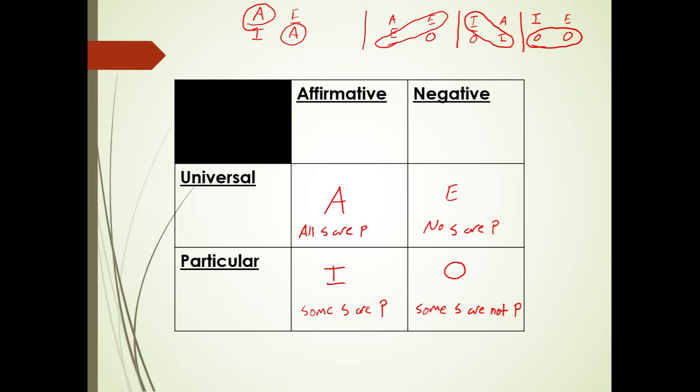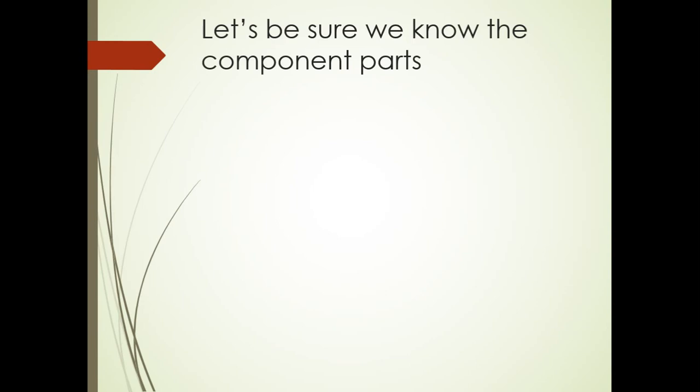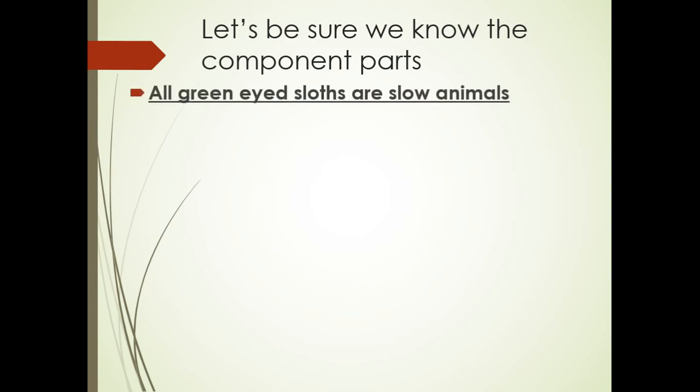Okay, let's go ahead and be sure that we know what our component parts are. Here's a statement for us. All green-eyed sloths are slow animals. So question 1, what's the shorthand letter of this first statement? This is an all S R P statement, so it's an A. Question 2, what is the quantity? So the quantity is either universal or particular.